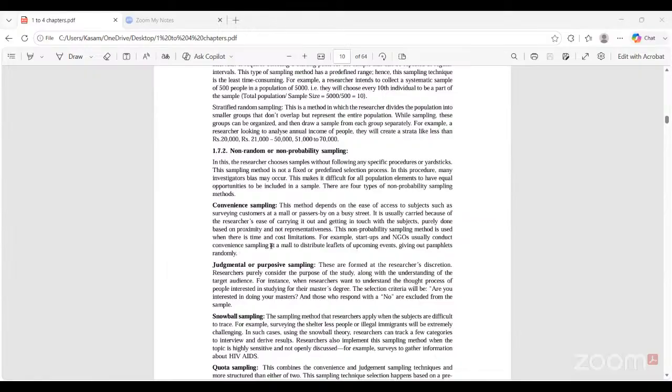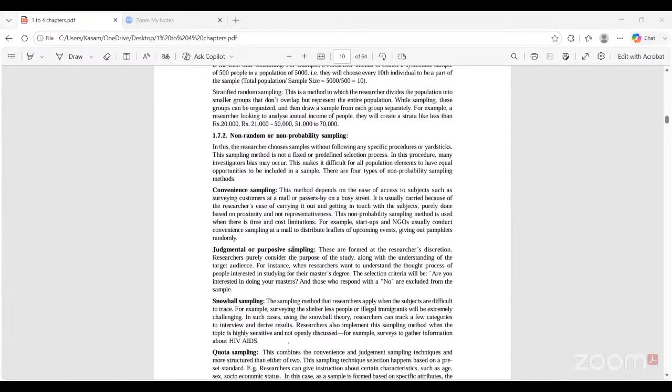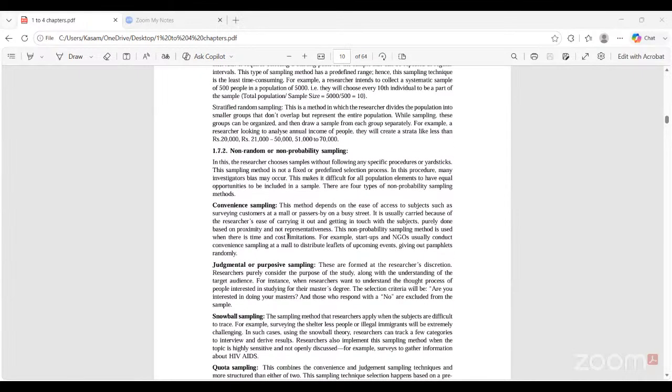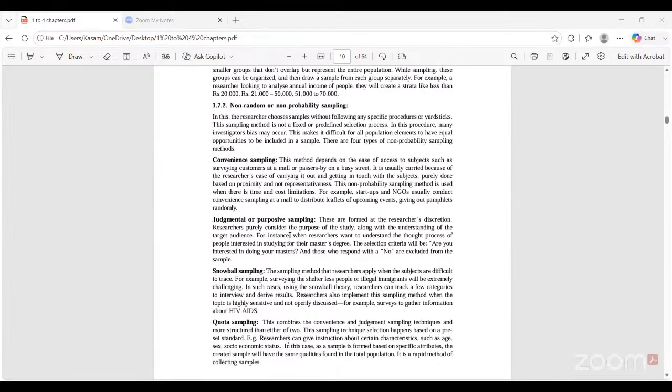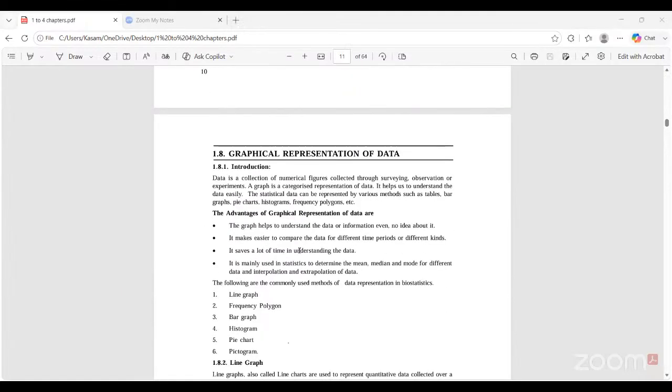Non-random and non-probability sampling. This you have to study: convenience sampling, judgmental purposive sampling, snowball sampling. Snowball sampling is used in medical surveying, to gather information about HIV/AIDS. Quota sampling you have to study. Then graphical representation of the data. How we have to take the graphical representation of the data.